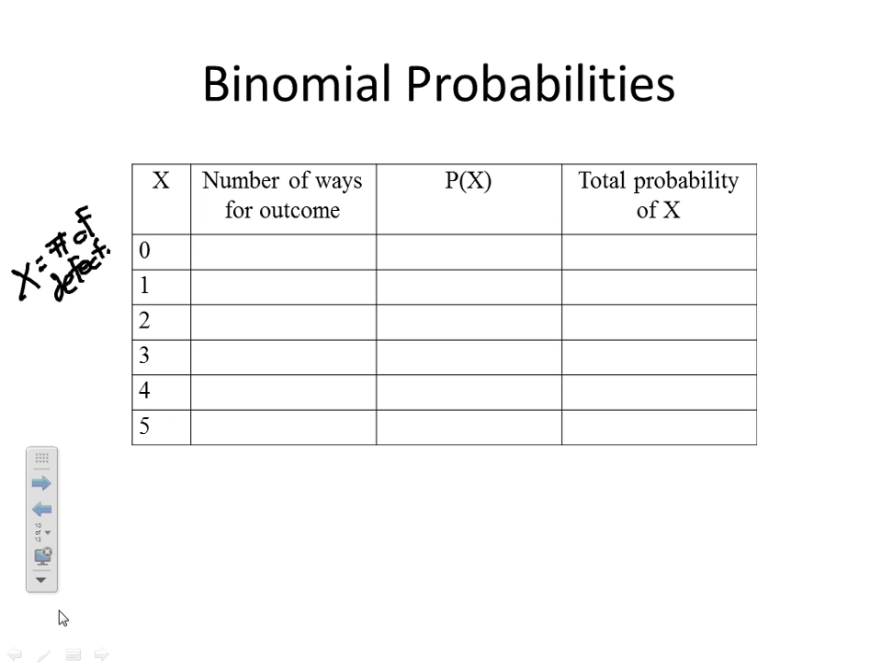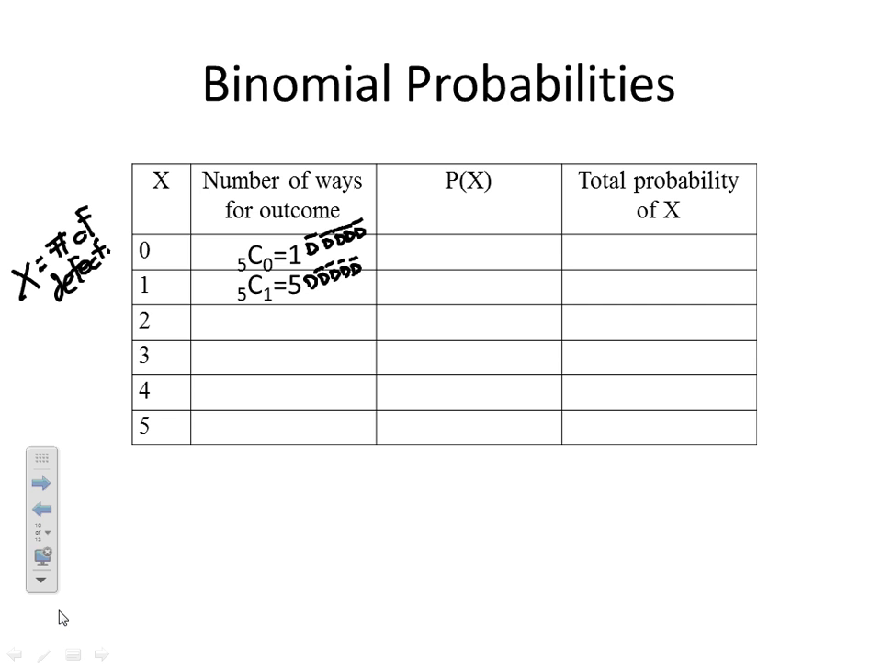So how many ways can we get 0 defective? 5 choose 0. There's one way. They all work, right? That would be not defective, not defective, not defective, not defective, not defective. How many ways can we get 1 defective? In other words, 1 D and the rest are not Ds. Well, there are 5 combinations of that.